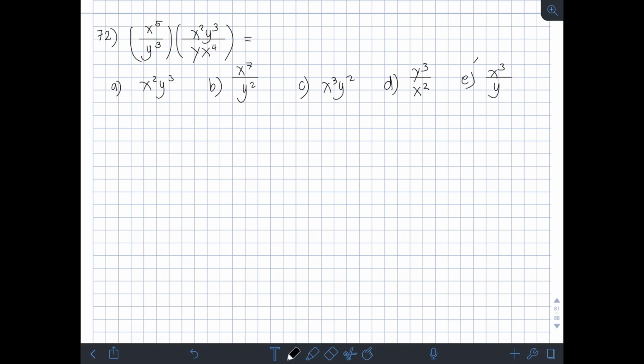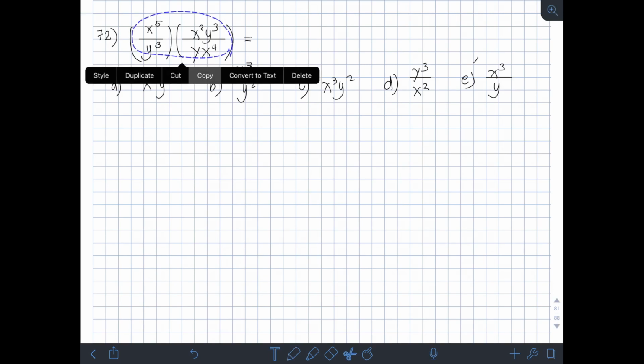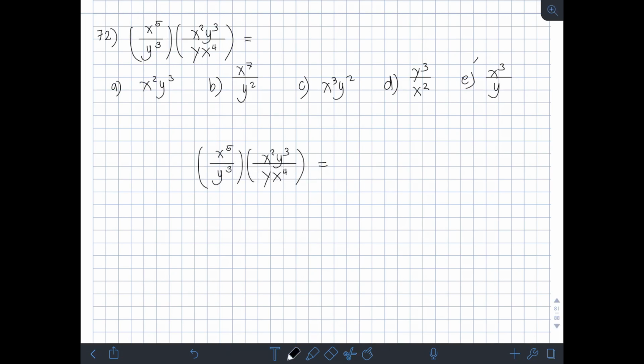Okay? Next, we have x to the 5th y cubed times x squared y cubed over y x to the 4th equals. Okay, so multiplication of rational algebraic expression. So, kapag minultiply natin to, sa copy ko lang pwede tayong gumamit ng cancellation. Pero multiply muna natin numerator by numerator, tsaka denominator by denominator. So, x to the 5th times x squared times y cubed. Sa law of exponent, kapag same base, pwede natin i-add yung exponent.